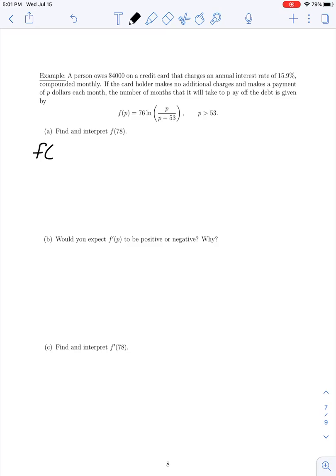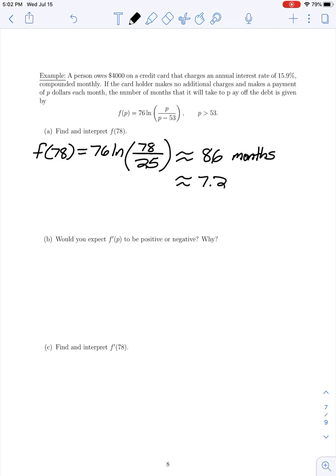Evaluating our function f, when p is equal to 78, we would have 76 times the natural log of p, which is 78, divided by p minus 53. So 78 minus 53 leaves us with 25. And evaluating this using a calculator, we have this value as approximately 86 if we round to the nearest whole number, where this value was being measured in months, that is months to pay off the debt. Now, if we're talking about a time period of more than 12 months, it might make more sense to say years instead of months. So this would be approximately 7.2 years.